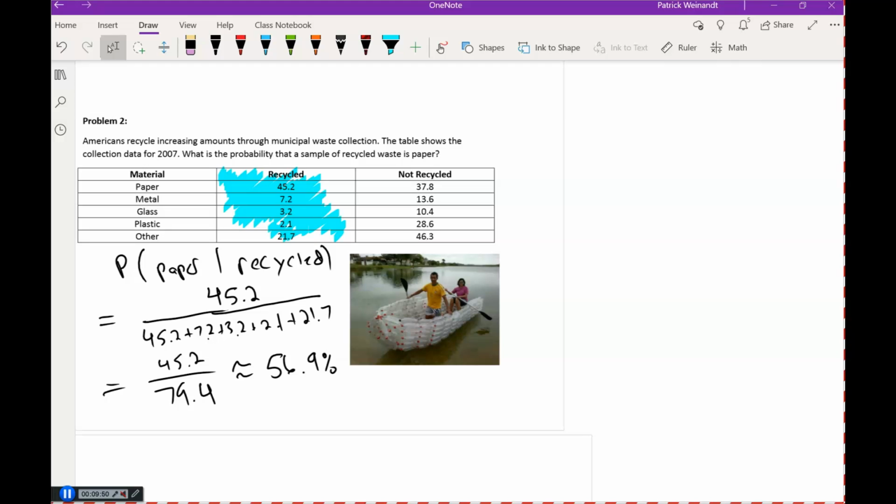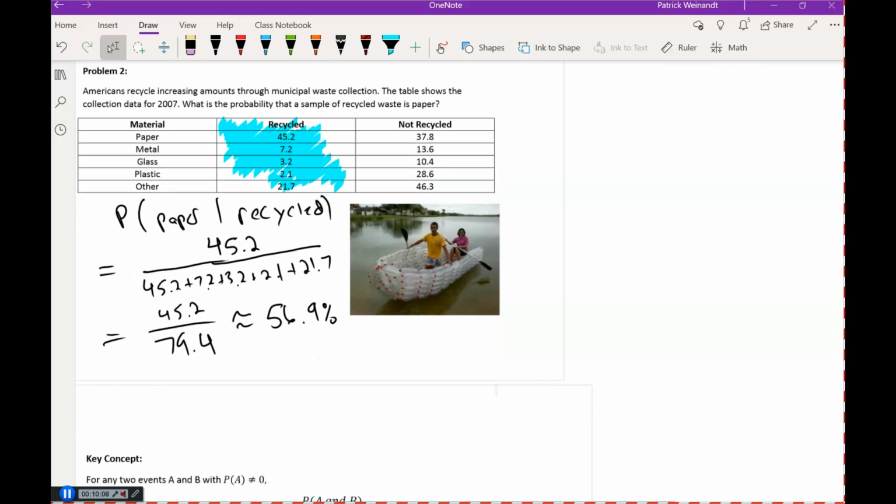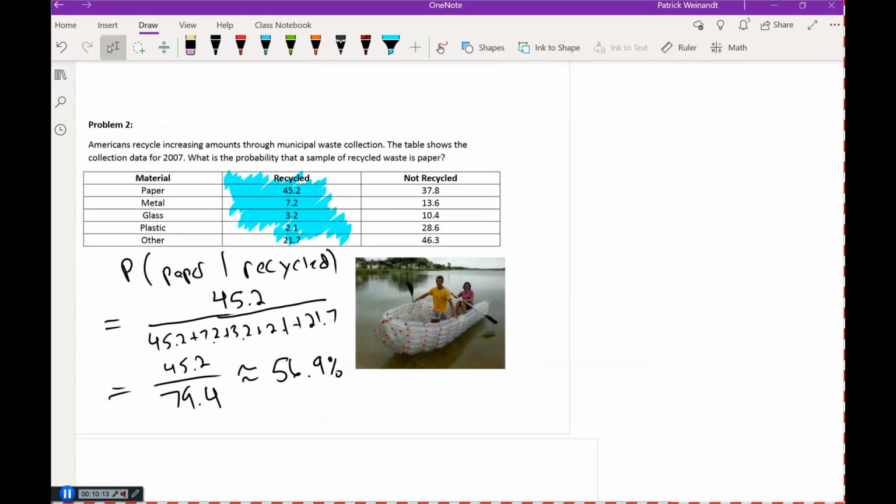Or you could say in a more sensible way that the probability of something being paper, given that it's recycled, is 45.2 over 79.4. I've kind of been misspeaking. What is the probability that a sample of recycled waste is paper? The probability of something being paper, given it's recycled, is that percentage there. So again, when you're working with these, you want to find how many ways the given amount can occur, put that in your denominator, and put the desired amount in the numerator. It's very similar to finding probabilities as we have before.